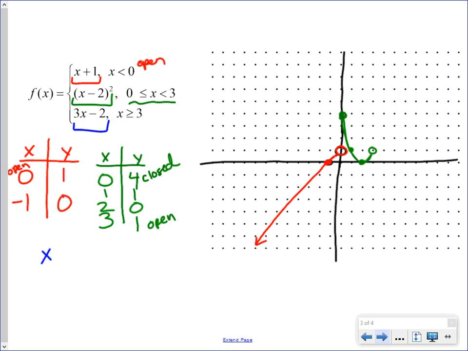So I'm going to make a third t-table for that function. And I use that whenever x is greater than or equal to 3. So I'm going to go ahead and plug 3 in right there. When I do 3, 3 times 3 is 9, minus 2 is 7. And then do one more, so I know where my next point is going to be. So 3 times 4 is 12, minus 2 is 10. And I can go ahead and plot those points. So 3, 7.